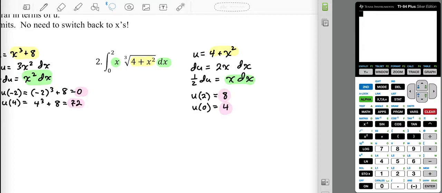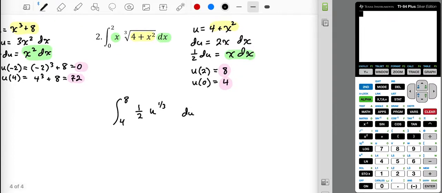So we'll be looking at an integral going from 4 to 8, 1/2, we got the du, and then u to the 1/3 power. So increase the exponent by 1, so u to the 4/3, divide by the new exponent, same as multiplying by 3/4, so 3/8 over the interval of 4 to 8.